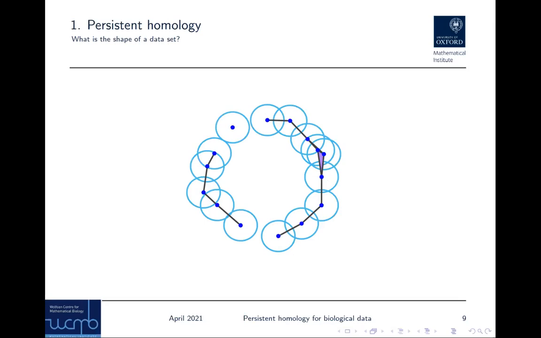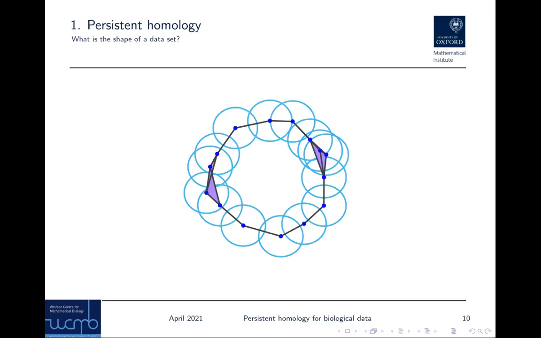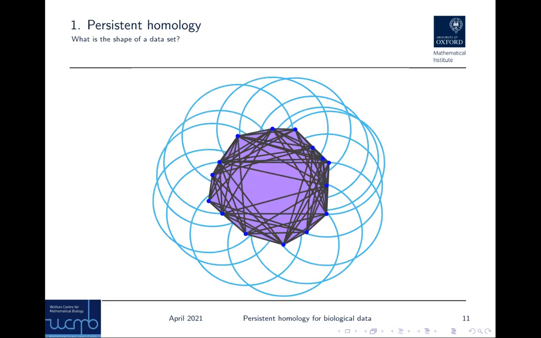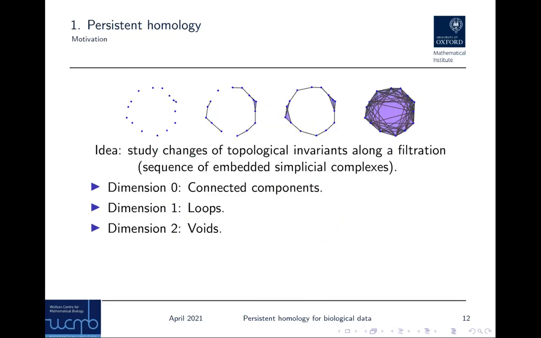So right now you can still not see the loop, so let's increase the radius a bit. Okay, now we finally have this loop that I've been talking about. However, if we choose the radius to be too big, everything is covered up with triangles or higher order simplices, so you can't see the loop anymore. So how do we know what radius to choose here? Well, the key idea in persistent homology is really you don't have to choose one radius, but you choose a whole sequence of them, ideally all possible radii. And you study the changes of the topological invariants along this sequence.